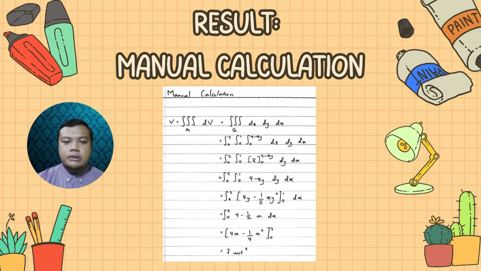Now I will present the manual calculation, which is the triple integration. For the first integration, we integrate with respect to z, then integrate with respect to y, and lastly integrate with respect to x.